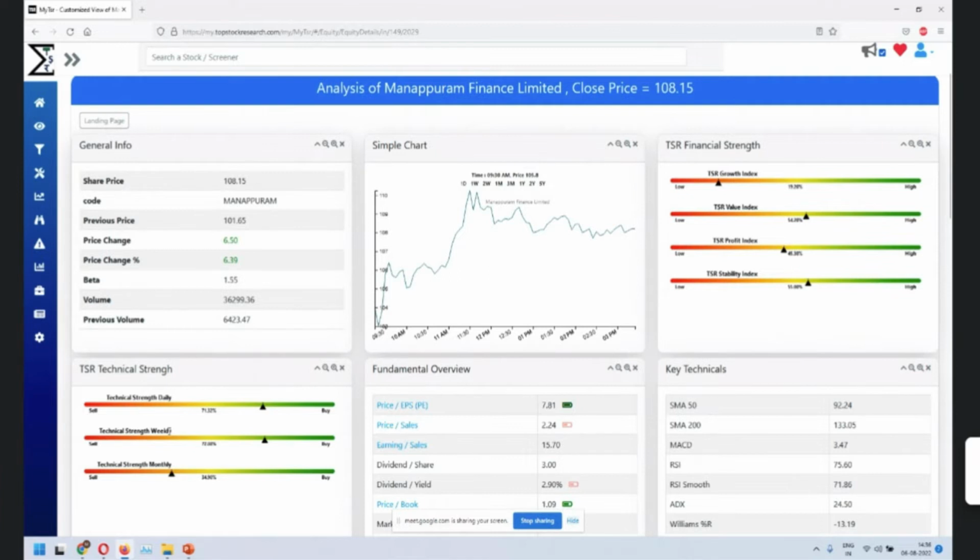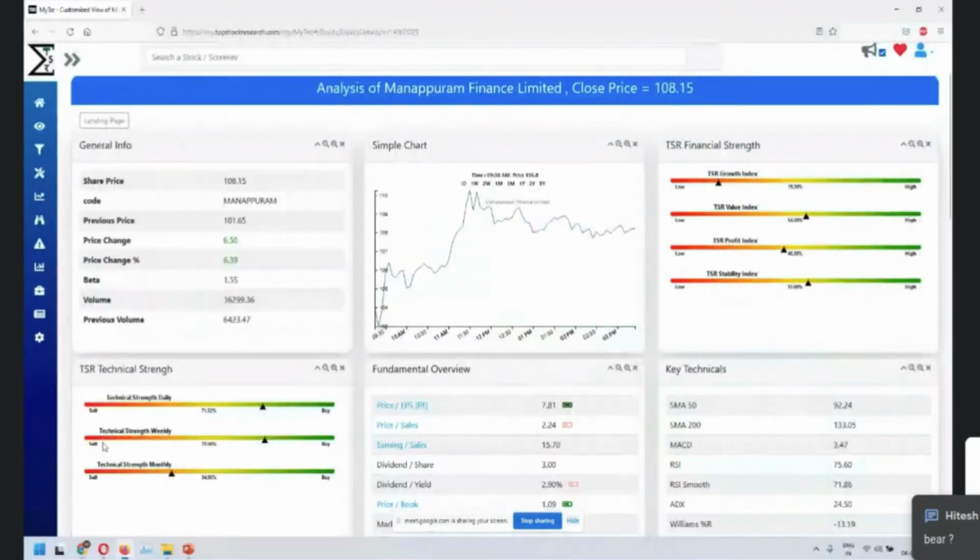A typical depiction is a parameter like this, where you'll see that red signals that you should stay away, green signals that it is a good place to be in, right? Whereas yellow signals that you'll have to wait for some more time before you can go for any kind of trading or decision making.